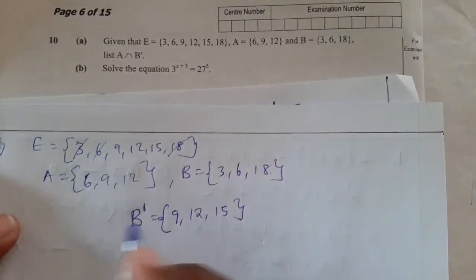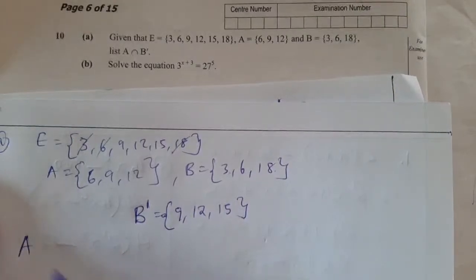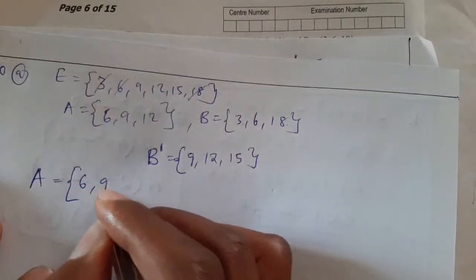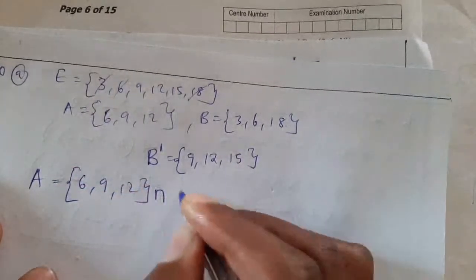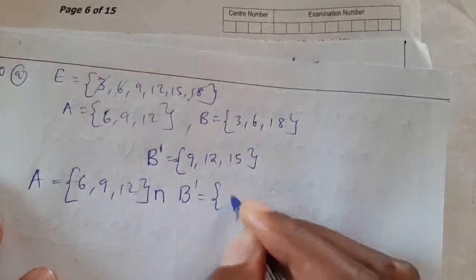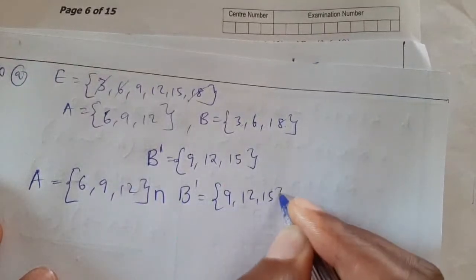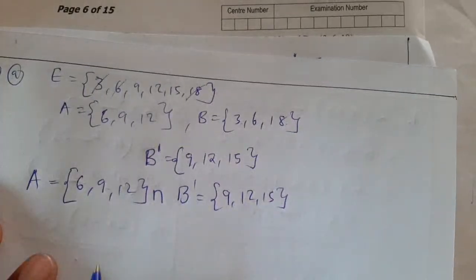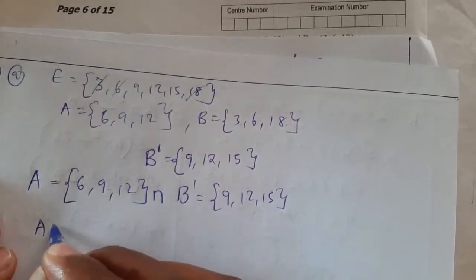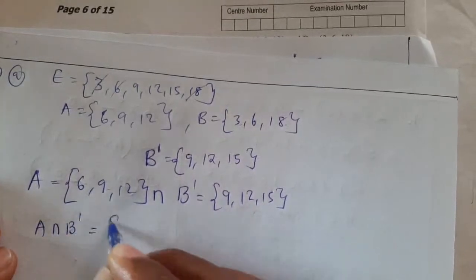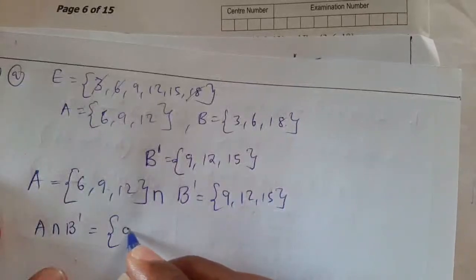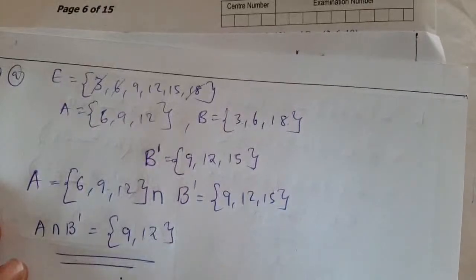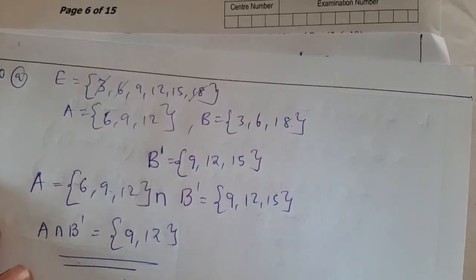So this particular set, we're going to say A now, the elements are 6, 9, and a 12. Intersection with a B complement, which is this set here, 9, 12, and a 15. So what is common in these two sets? It's just a 9 and a 12. So A intersection B complement, the answer is 9, 12. This is your answer there. Are you following, guys?